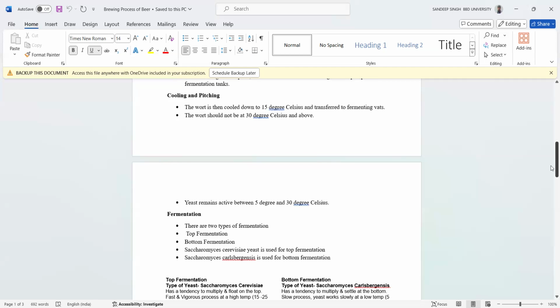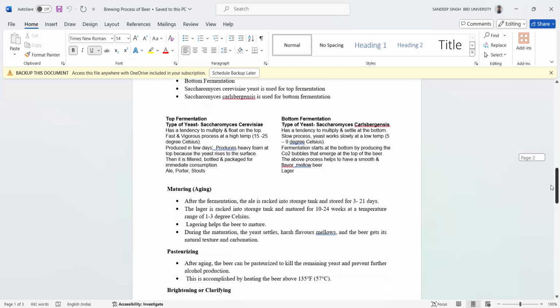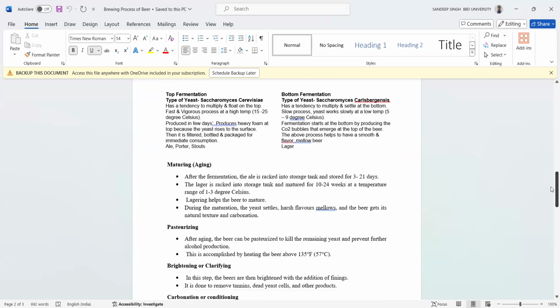Saccharomyces cerevisiae yeast is used for top fermentation and Saccharomyces carlsbergensis is used for bottom fermentation. Now, top fermentation and bottom fermentation. Saccharomyces cerevisiae, used for top fermentation, has a tendency to multiply and float on the top.